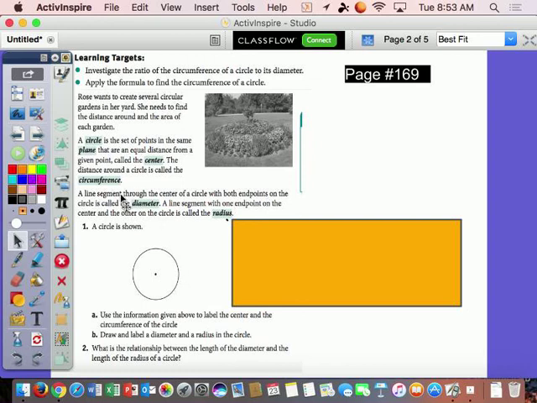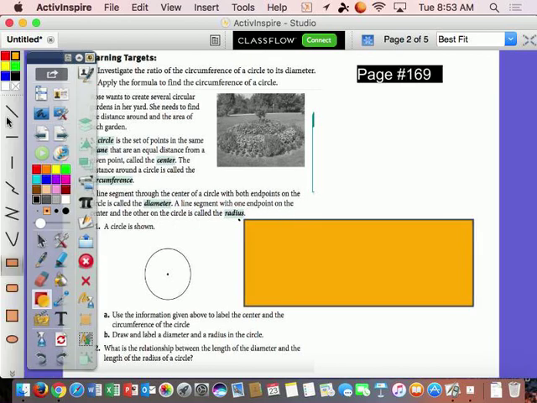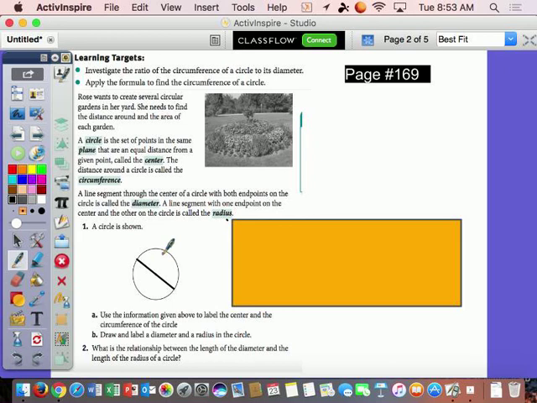Then it says a line segment through the center of the circle with endpoints on the circle is called a diameter. So if we draw that, what that would be is just starting anywhere on the circle. I can start here, here, here. It does not matter. So I'm going to start right here. It has to go through the center, which is this black point. And then it has to touch the other side. So this right here is called the diameter. I'll put a D right here so that kind of reminds you.